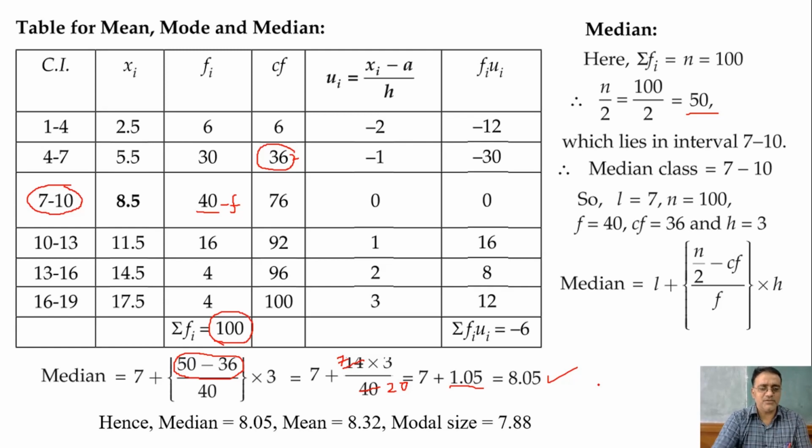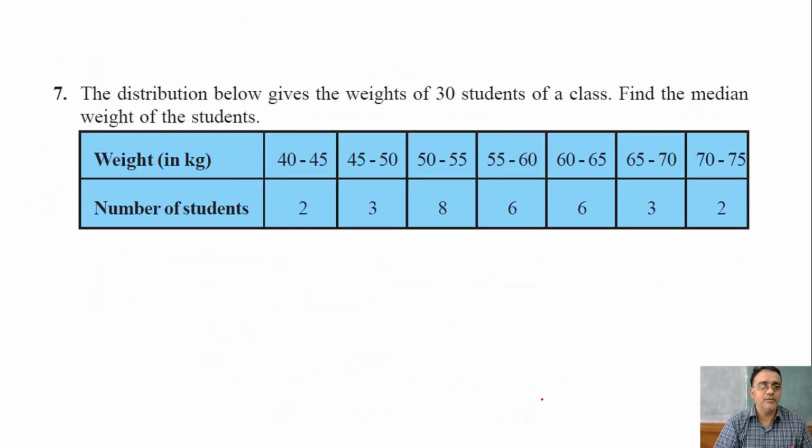Hence median is equals to 8.05, mean is equals to 8.32, and mode is 7.88. Any doubt in this question? No, sir. Okay, now we are moving towards the last question of this exercise, question number 7.